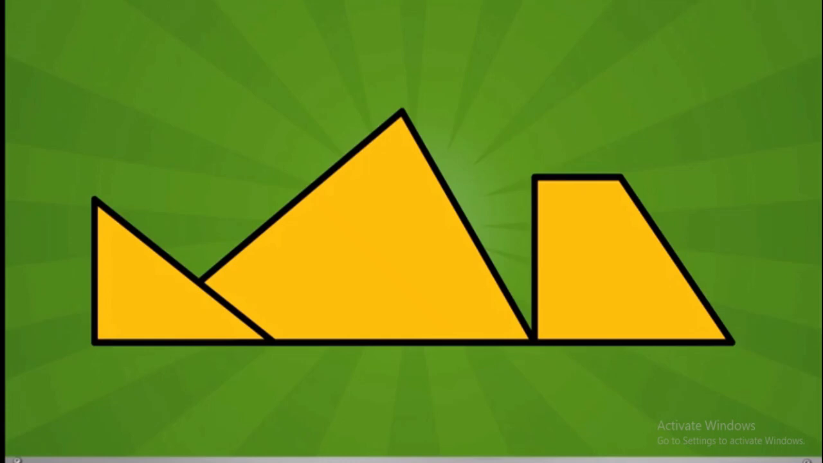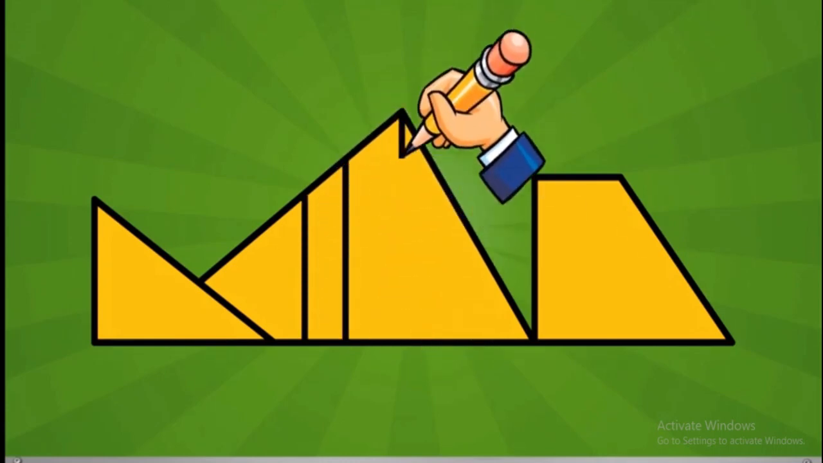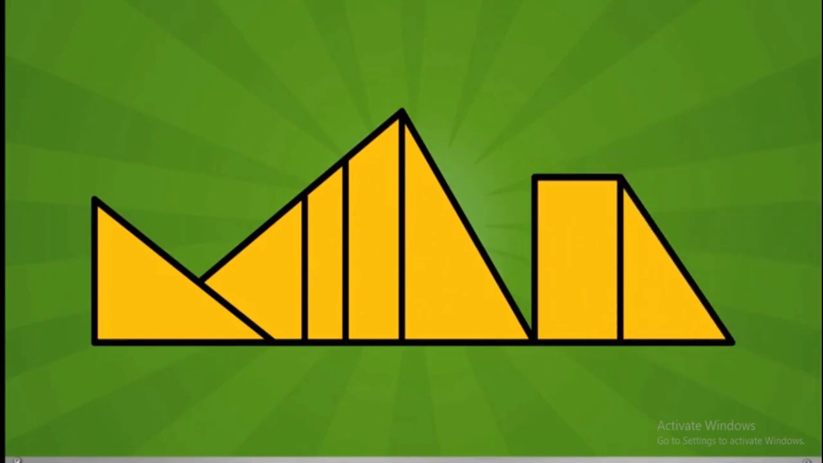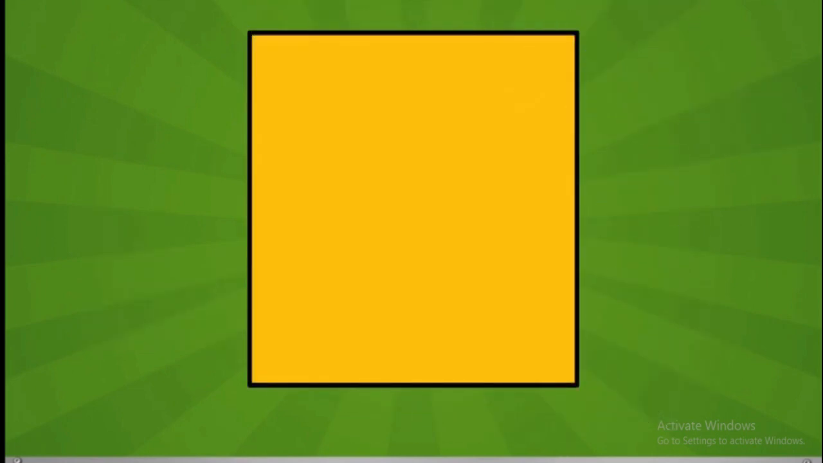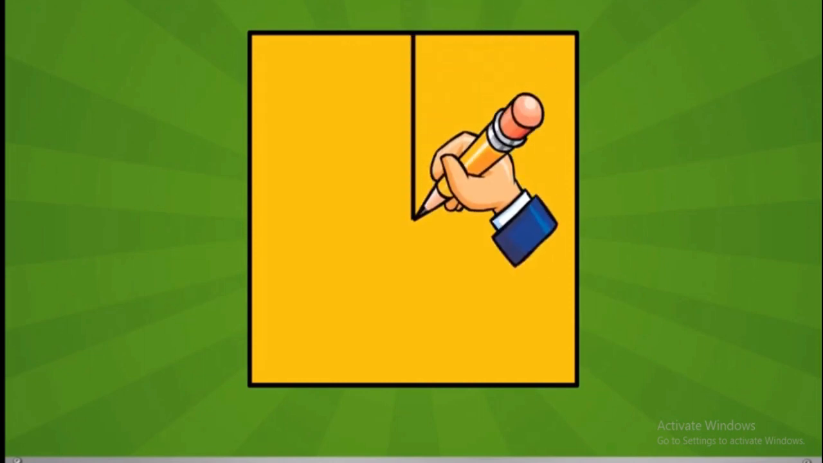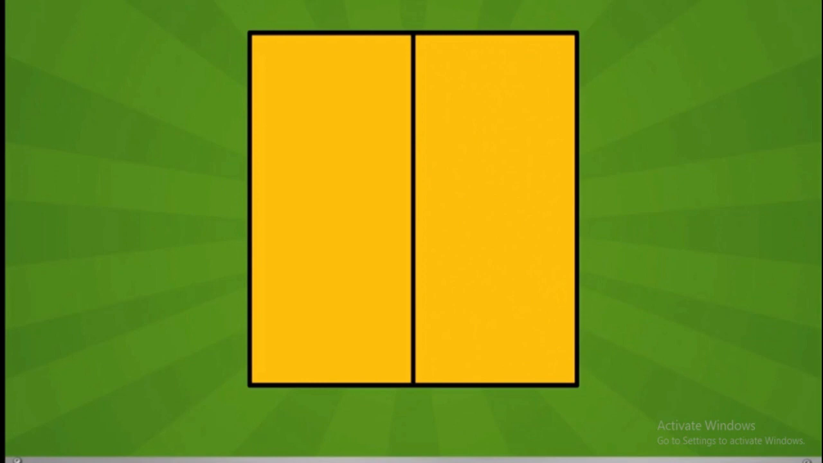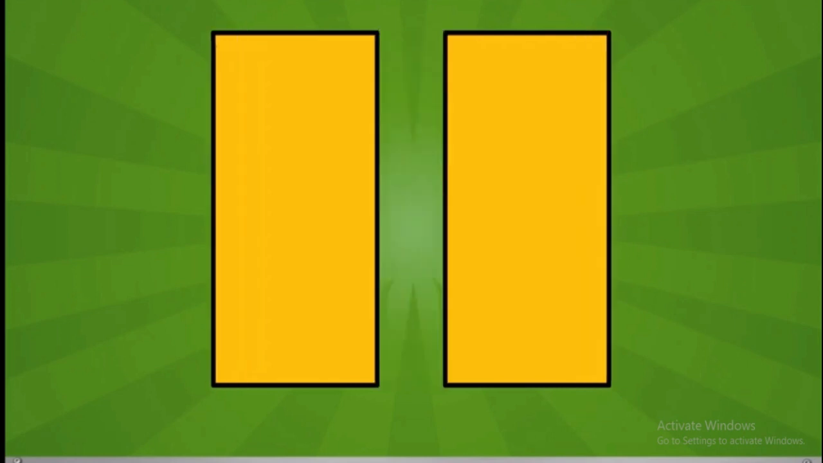In a given shape, you can place any of these straight lines and change the original shape. Isn't that interesting? What do you see now? A square. Let us draw a standing line at the center of the square. Look carefully. What image do you see now? Two rectangles.